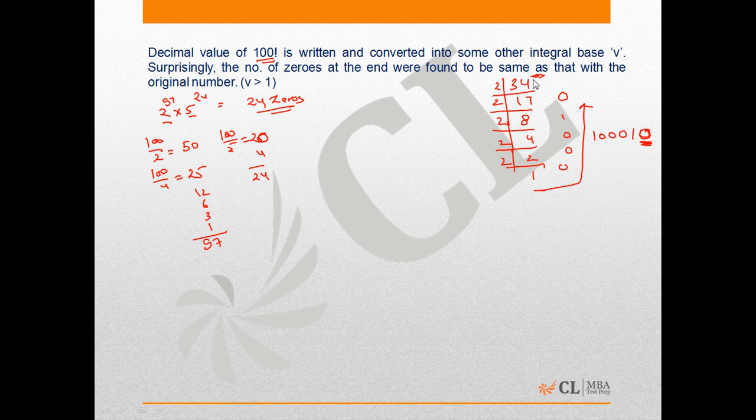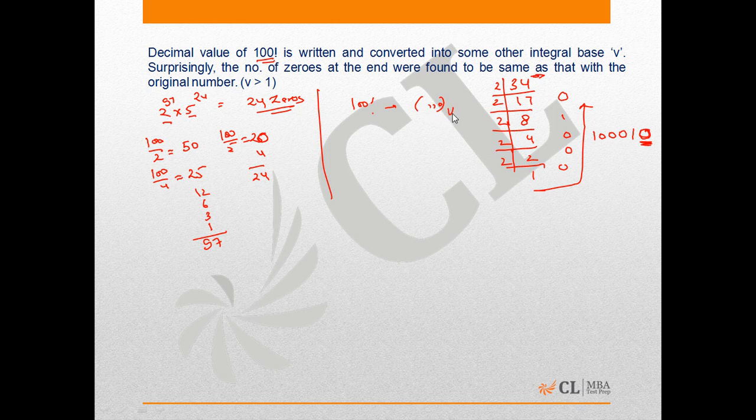That means, again, we need to find the power of 2 in this base, right? Like 34 has only one power of 2, so we'll have a single 0 at the end. Similarly, we need to find the possible values of v for which you'll have exactly 24 zeros when you convert 100 factorial into some other base. So now 100 factorial is converted into some other base, and we need to find the number of zeros.